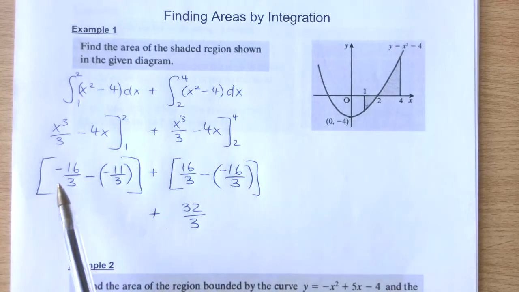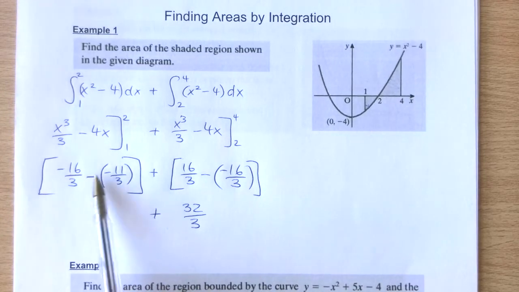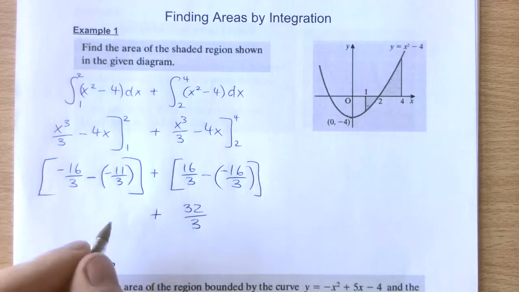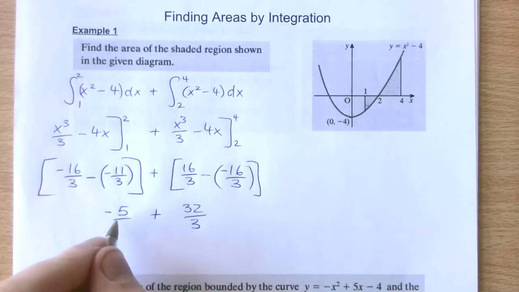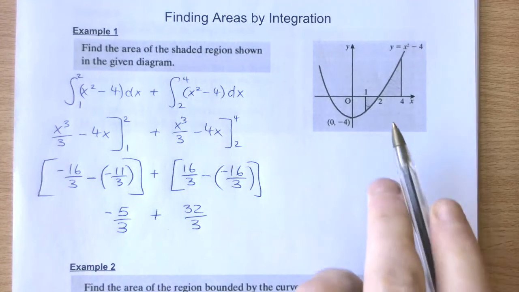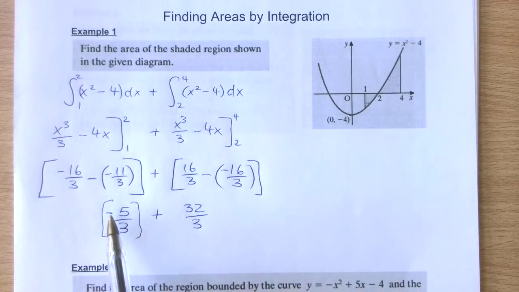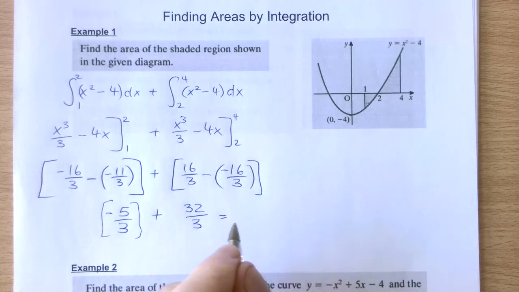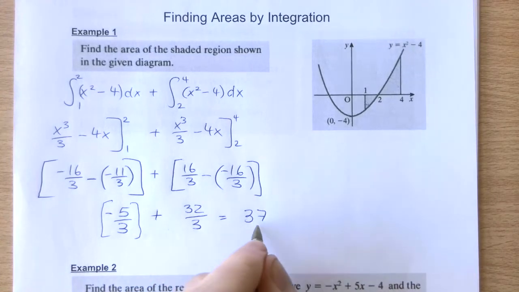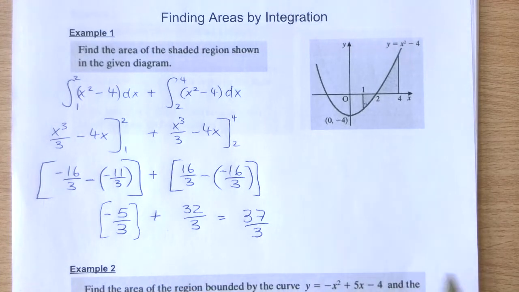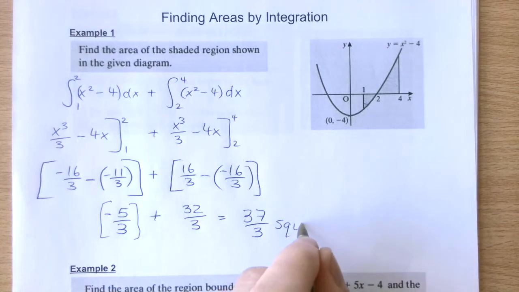This part over here is going to be minus 16 plus 11 over 3. So it's going to be minus 5 over 3. Now the thing is, since we're talking about the area under the curve, that's why it's a negative answer. So it's going to be a plus. We have to take the absolute value of that since we're talking about area. So your answer is going to be 37 over 3. And you can write your square units at the end.